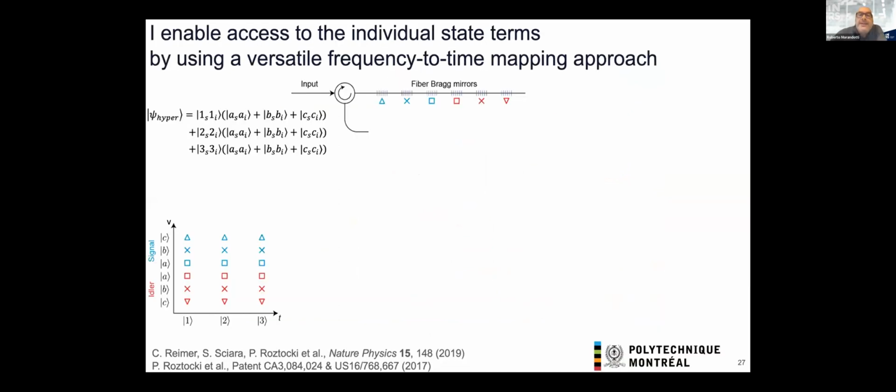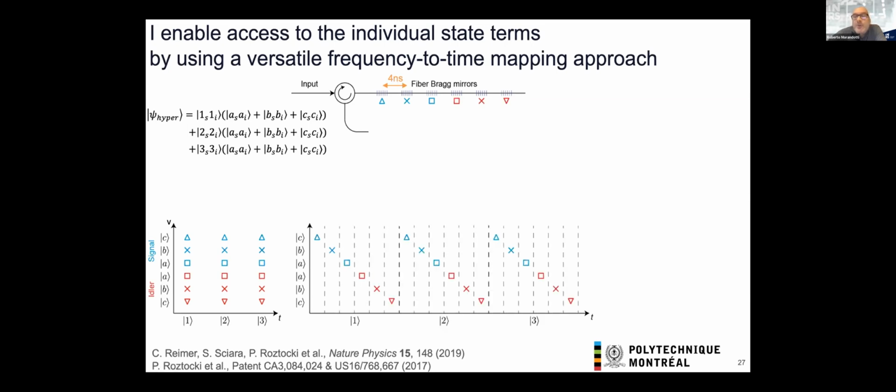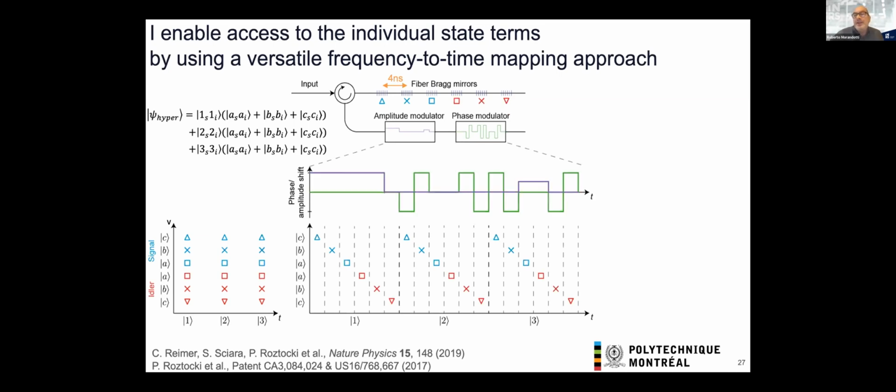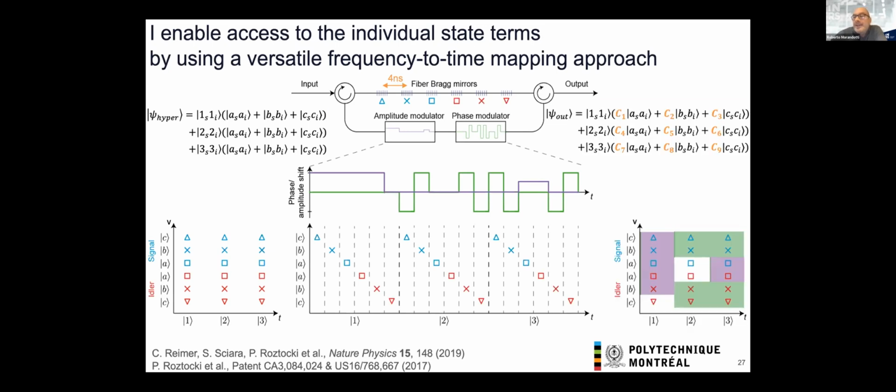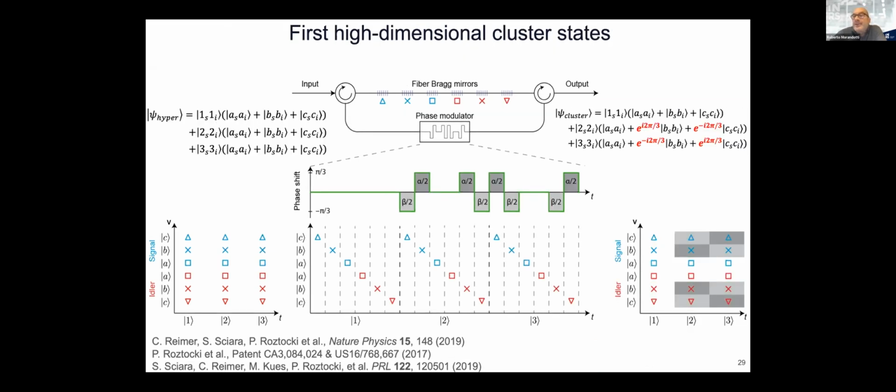So we have this state. We worked with Raman Kashyap from École Polytechnique to create a series of fiber Bragg gratings. Different frequencies are reflected at different times. So basically we separate all these frequencies in the time domain, and then we can process them independently with an amplitude modulator and a phase modulator. And then we can use a circulator to go on the other side and recombine the signal. And basically we can create our cluster state in which the phase is controlled individually.